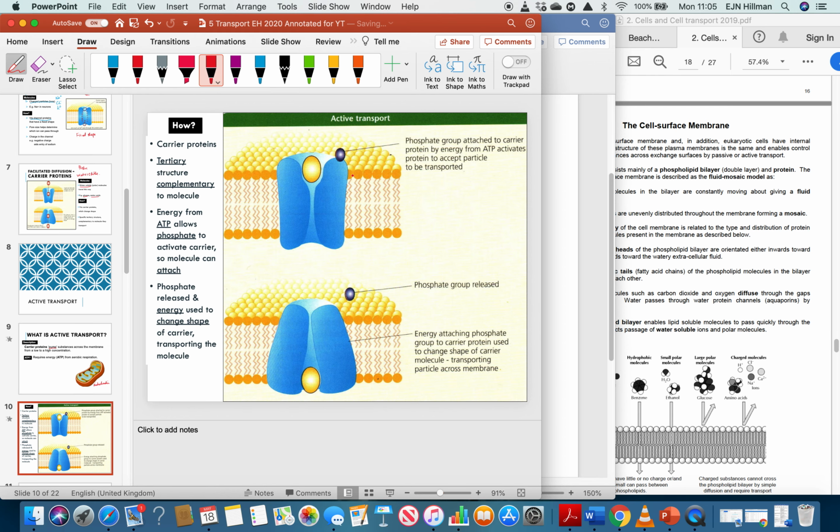Okay, so this process is slightly more involved, a bit more complex. So again, it involves carrier proteins. Now in active transport it is only carrier proteins. The tertiary structure of that carrier protein is complementary to the molecule which is being transported. So there will be a specific carrier protein for one specific molecule.